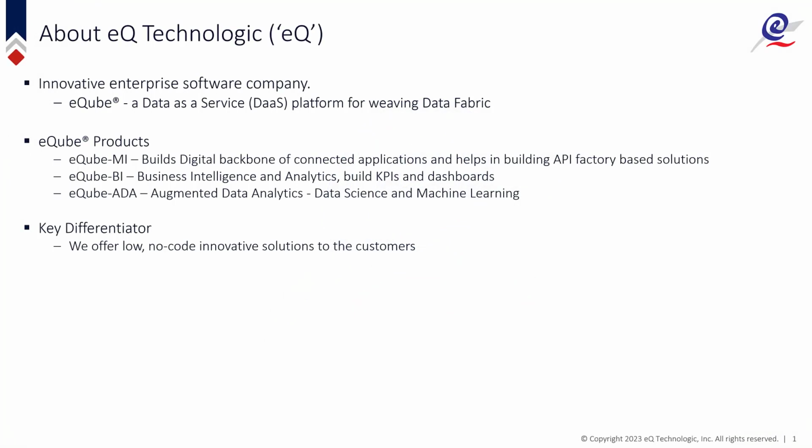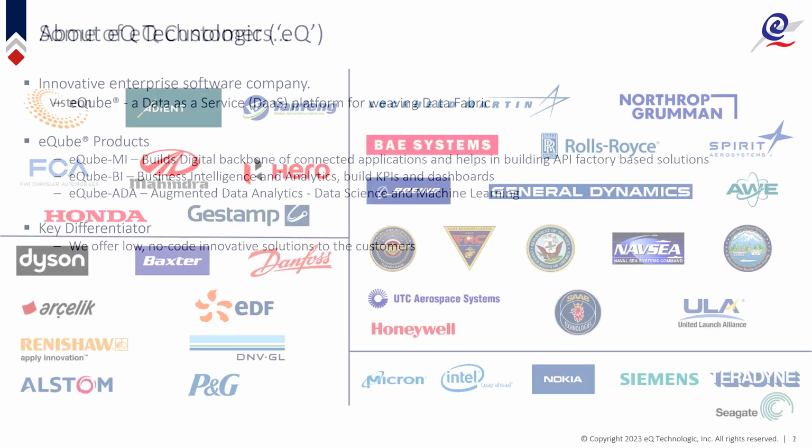Our company is EQ Technologic, and we offer a low, no-code data as a service platform which weaves a data fabric. On this platform, there are multiple vertical eCube products like eCube MI, a migration and integration product which builds a digital backbone of connected applications, eCube BI, a business intelligence and analytics product to build KPIs and dashboards, and eCube ADA, an augmented data analytics product which is used to build machine learning pipelines.